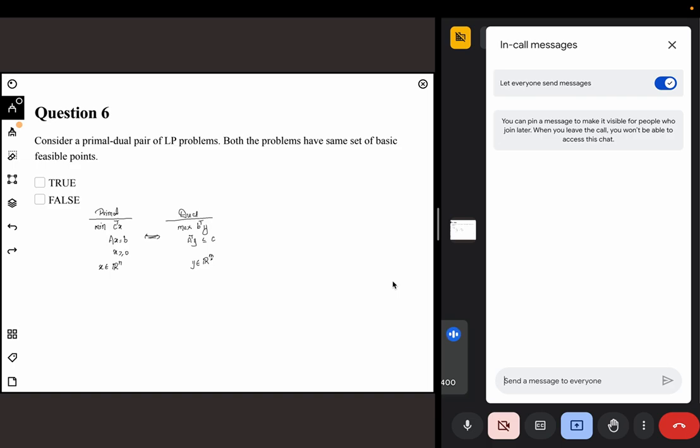So let's say you have a scenario where your number of constraints is equal to your number of variables, so that n and m are equal. Even in that case, there is no guarantee that the same set of basic feasible points are going to come, because the polyhedrons themselves are changed. If B and C are not equal, then the polyhedrons that they represent are completely different, which means their extreme points will also be completely different. If their extreme points are different, then the set of basic feasible points will also be different. So a primal dual pair will not have the same set of basic feasible points. I think this is clear.